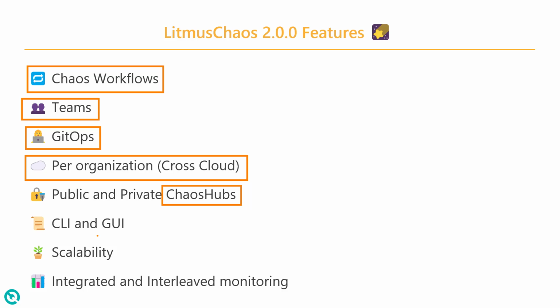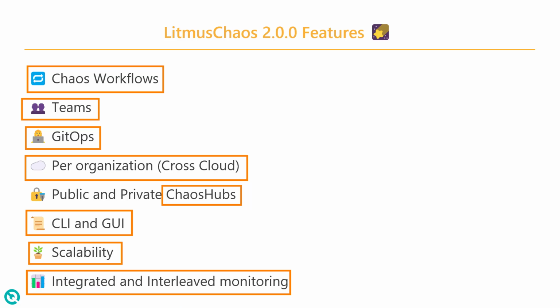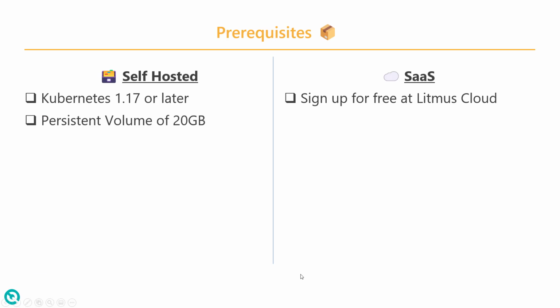It also comes with the Litmus CLI and an intuitive GUI. Of course, it is scalable because it resides in your Kubernetes cluster, and it has integrated and interleaved monitoring, which will help you to monitor your LitmusChaos UI. So these are the core features.